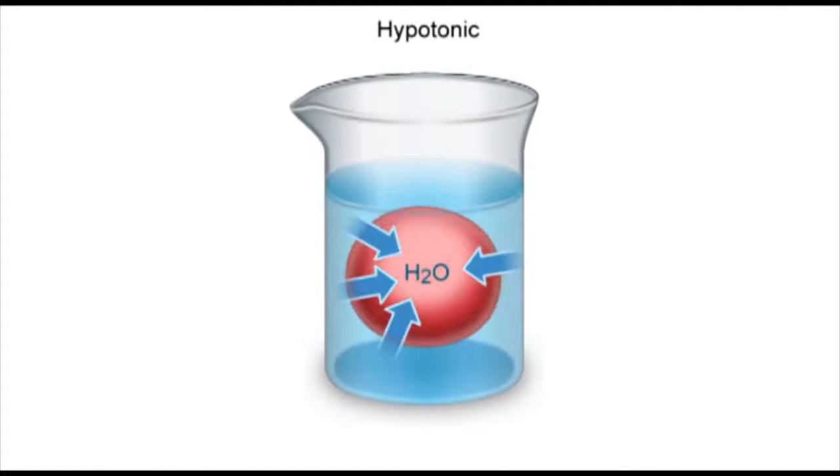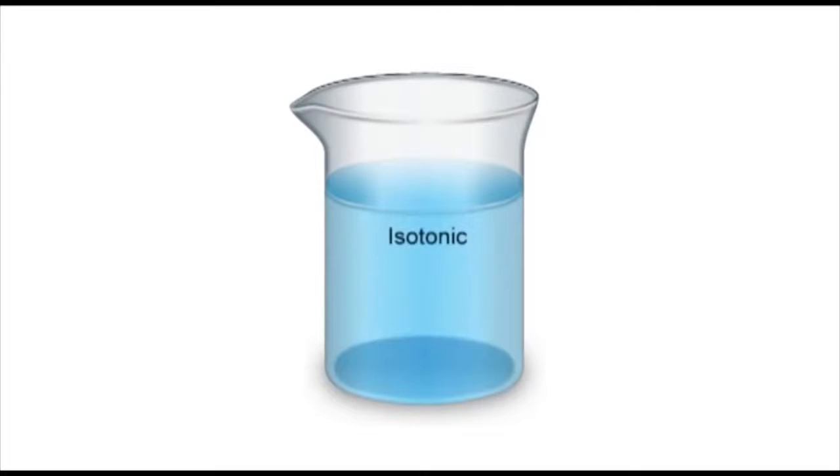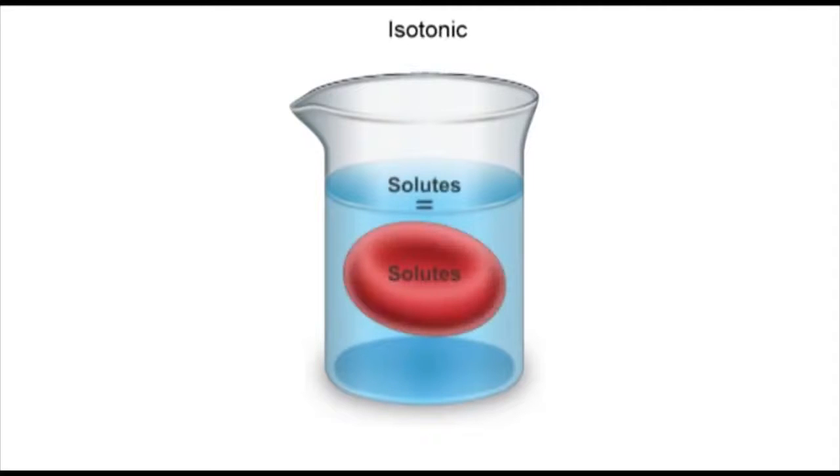Cells react differently when they are placed in isotonic, hypotonic, and hypertonic solutions. If a cell, plant or animal cell, is placed in an isotonic solution, there will be no net flow of water into or out of the cell, and the cell's volume will remain stable. This is because the solute concentration of the solution is the same as the solute concentration inside the cell.